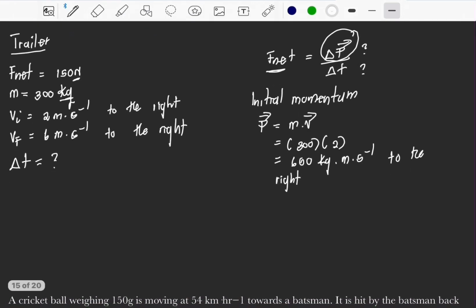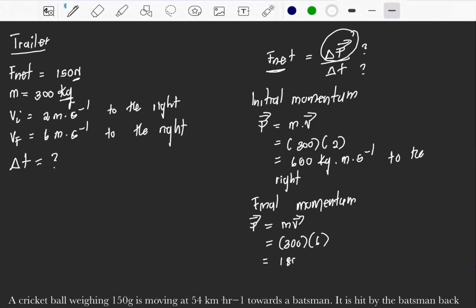And then we go ahead and calculate the final momentum. So the final momentum P is equal to mv. And then we substitute, it's 300 multiplied by 6 this time. So we are going to have 1,800 kilograms meters per second. Please use your calculator if you're not sure so that you do not make any mistakes. To the right.